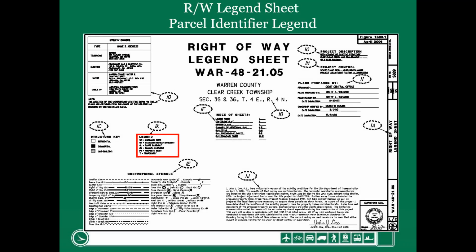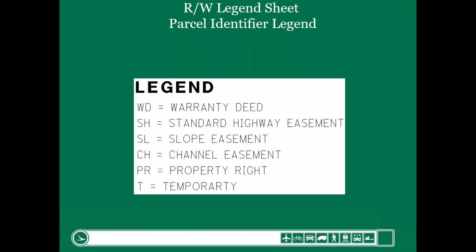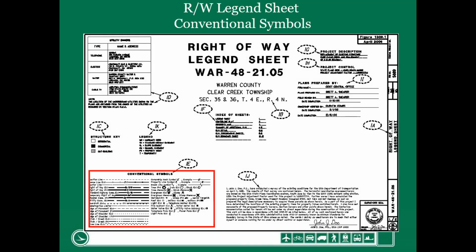We also have a legend on the types of takes that we acquire for this project. Specifically on this project, we're acquiring a warranty deed, standard highway easement, slope easement, a channel easement, a property right, and a temporary easement. We don't have the time to go over each and every one of them in detail, but we will cover some of them throughout the class today.